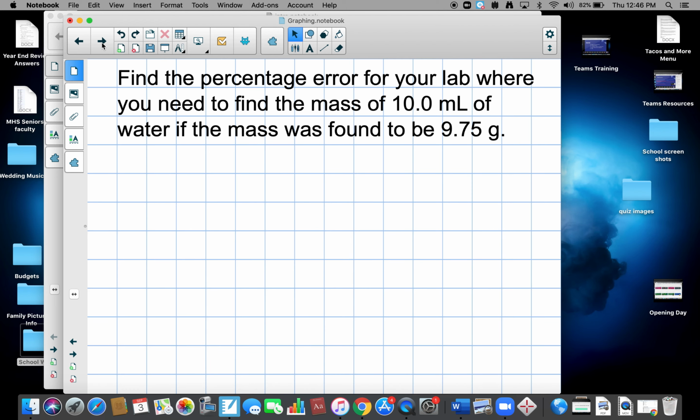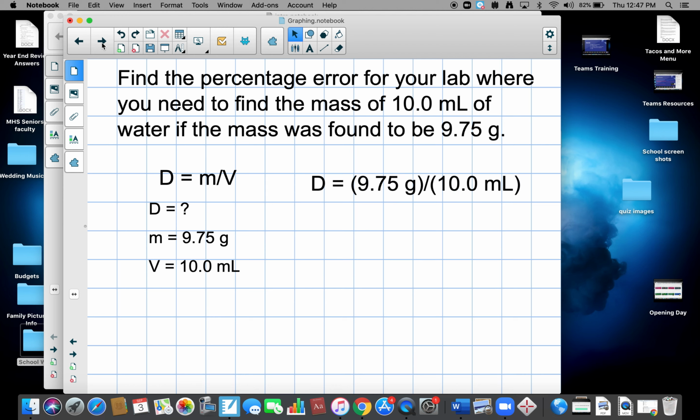Alrighty. So here's a problem. Copy it down. Ready? So we'll find the density here first, where density is unknown, mass is 9.75 grams, and volume is 10.0 milliliters. Put our values into the equation. Our density is 0.975 grams per milliliter because of sig figs and all that kind of stuff, which means our experimental value is 0.975 grams.